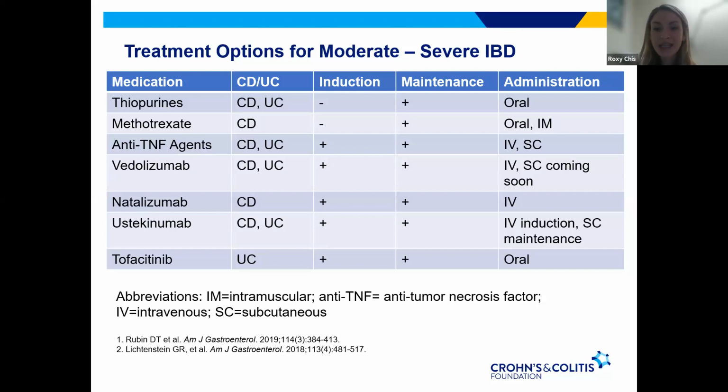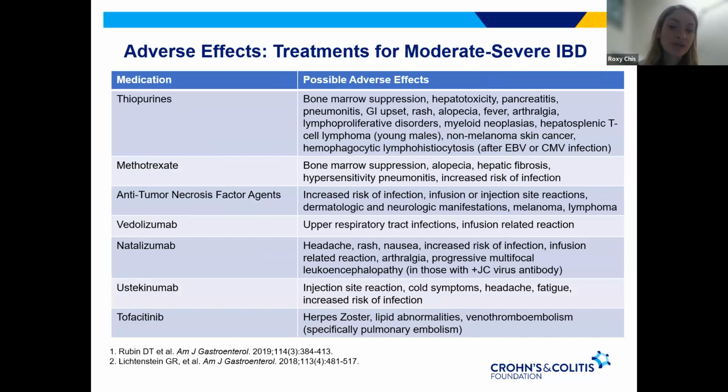I think I have a slide at the end that tells you what to monitor if you have patients on these drugs. But a lot of the time, your gastroenterologist should tell you exactly what to monitor because they do have different side effect profiles. I do have that slide for your reference. Or it's actually right here, just the possible side effects, which I won't go through.